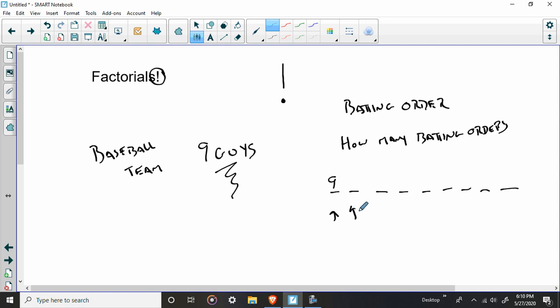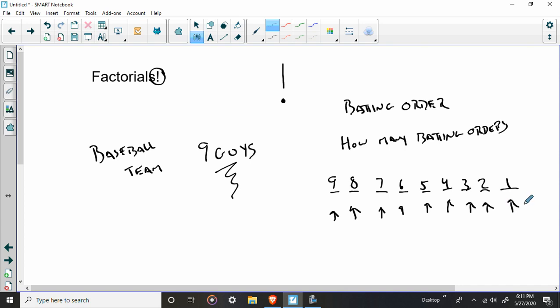How many different people do you have for the second spot? Well, it's a little bit different because you don't have 9 people. Somebody won the first spot. It doesn't matter who, but somebody won the first spot, which means you only have 8 people for the second spot. Then you have 7 people left for the third spot, because there's 2 fewer people. And then we go all the way down. 6, 5, 4, 3, 2, 1. And by the time you get to that last spot, no matter who you chose, there's only one person left.